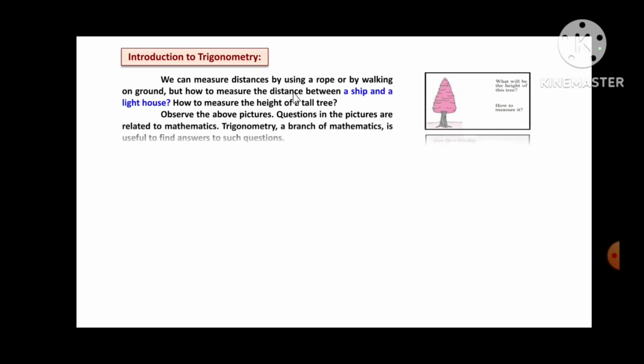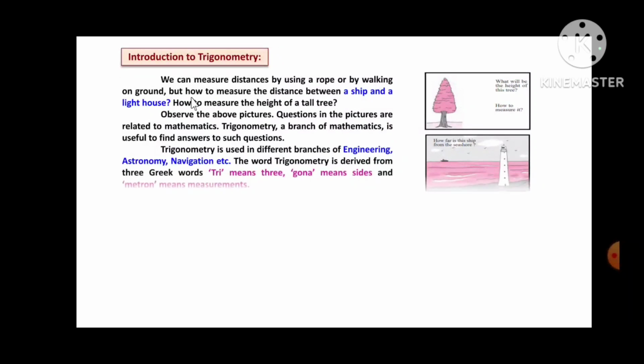We can measure distances by using a rope or by walking on the ground. But how to measure the distance between a ship and a lighthouse, which are shown in the adjoining figure? How to measure the height of tall trees? Observe the above pictures shown aside. Questions in the pictures are related to mathematics. Trigonometry, a branch of mathematics, is useful to find the answers to such questions.